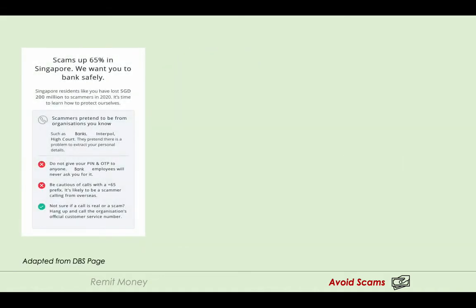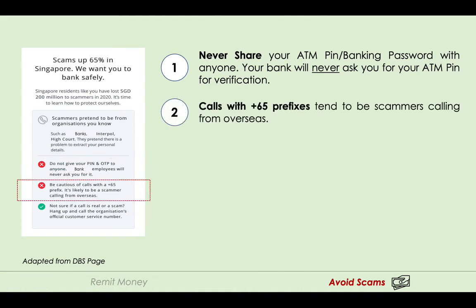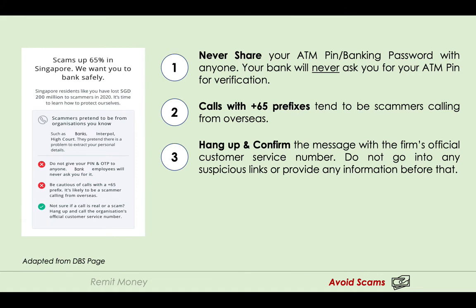Firstly, never share your ATM PIN or your banking password with anyone, because your bank will never ask you for your ATM PIN for verification. Next, take note of calls that start with +65 prefixes, as such callers tend to be scammers calling from overseas. If ever you're unsure, just hang up and call the firm's official customer service number. This way, you get to definitely protect yourself from unknown requests.